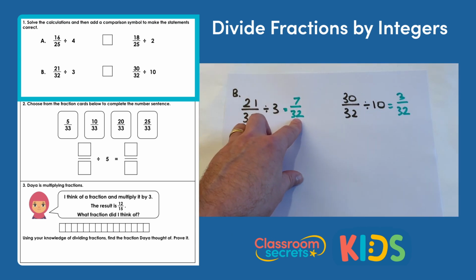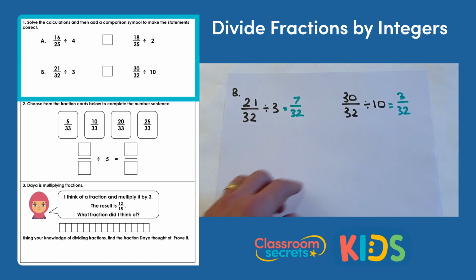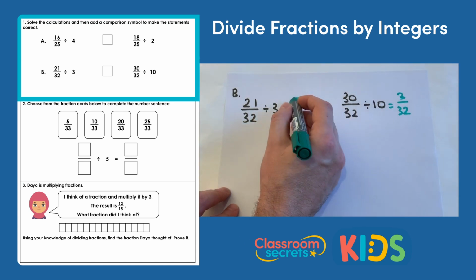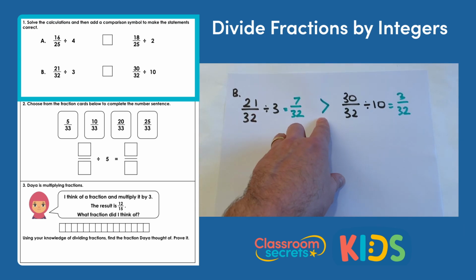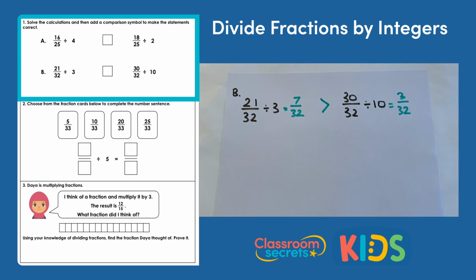So here we have 7 over 32 and 3 over 32, so we can say that this side is greater. 7 out of 32 is more than, or greater than, 3 out of 32.